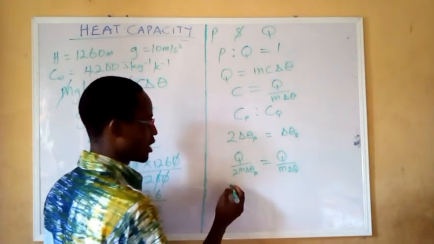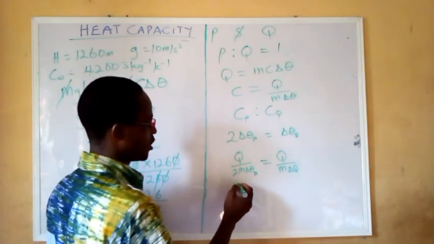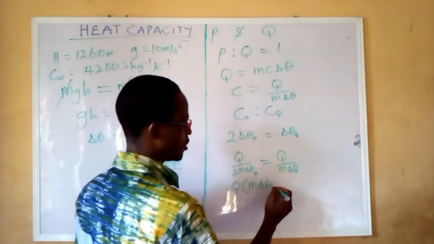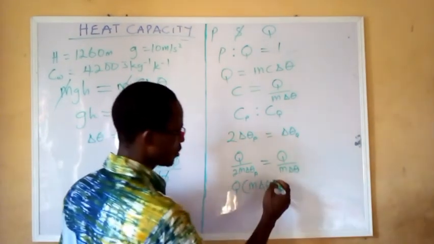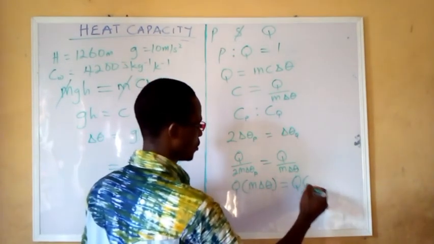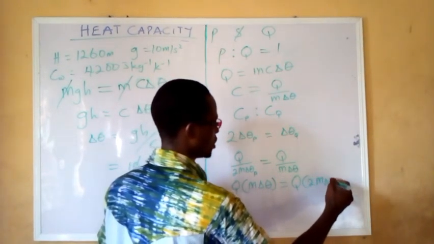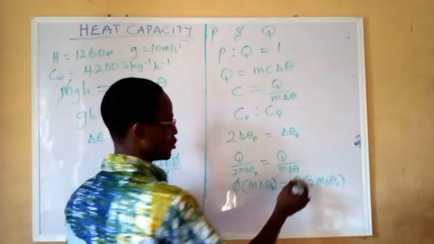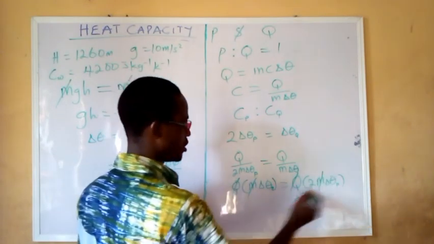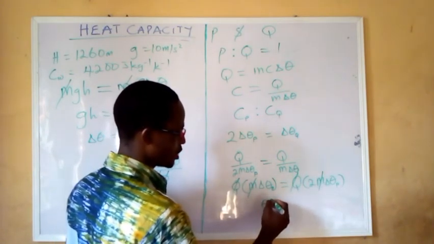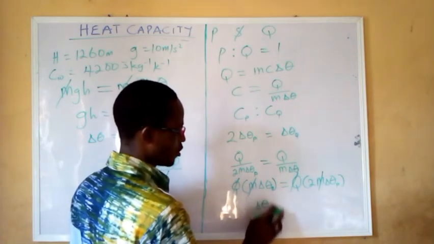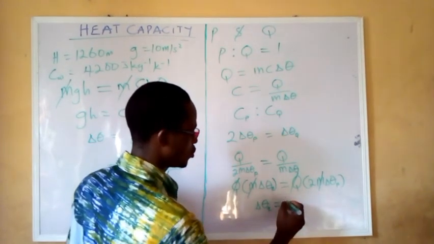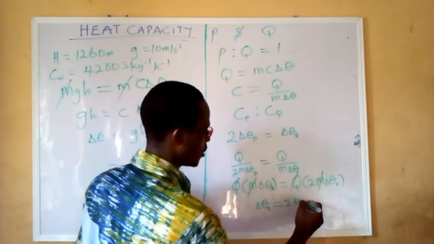So let's solve it out from here. I can easily cross multiply. So the quantity of heat are the same. I have Q m change in theta is equal to Q 2m change in theta for P. Anyway, this is for small q. So this goes with this, and at the same time, this will go with this. So we have change in theta for Q is equal to 2 change in theta for P.